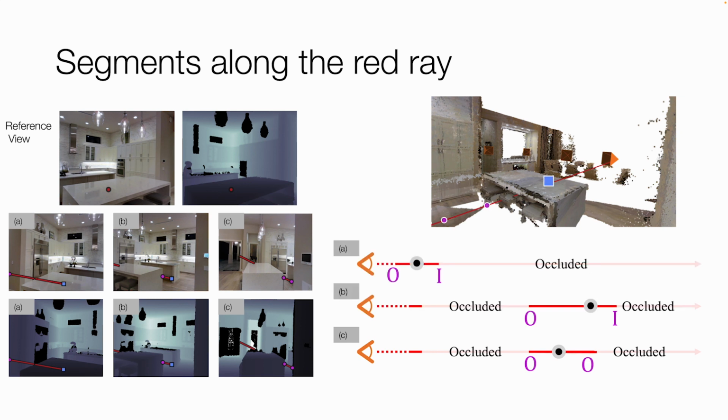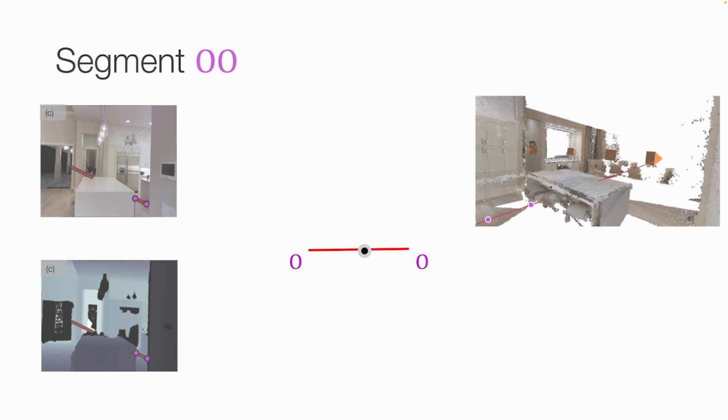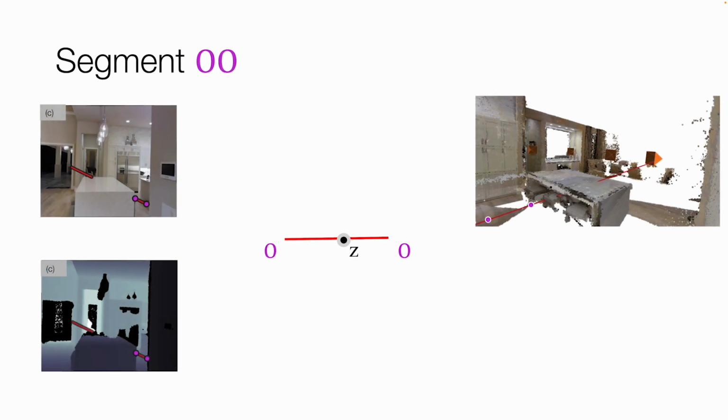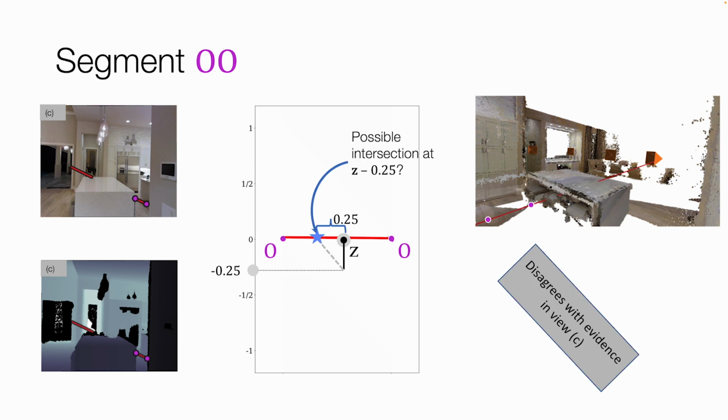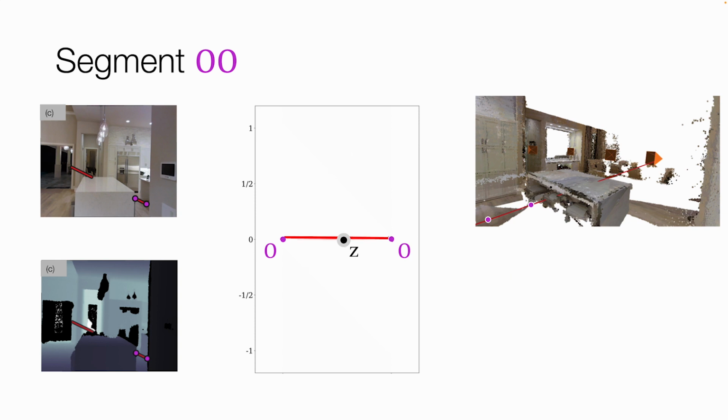Now let us consider the OO segment from view C. This segment tells us that there are no intersections on this segment. Consider a point Z on this segment denoted by the black dot. For this point, let the value of DRDF be minus 0.25. This would imply that there is an intersection 0.25 units behind Z, at Z minus 0.25. This disagrees with the evidence we see in view C.